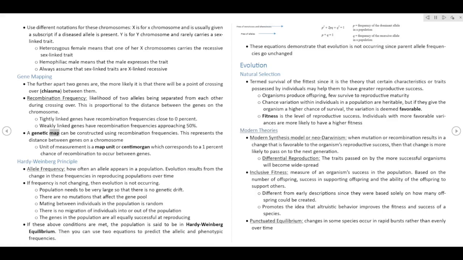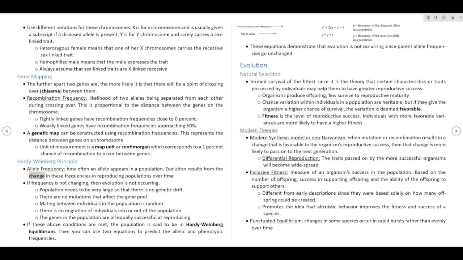A genetic map can be constructed using recombination frequencies. This represents the distance between genes on a chromosome. The unit of measurement is a map unit or centimorgan, which corresponds to a 1% chance of recombination occurring between genes. Hardy-Weinberg principle. Allele frequency is how often an allele appears in a population.